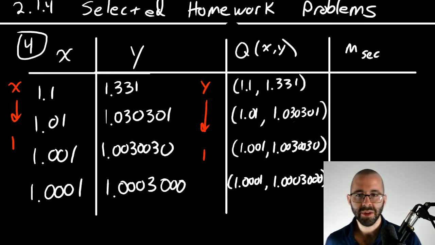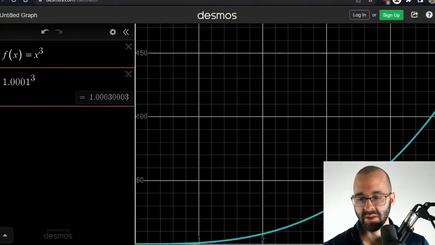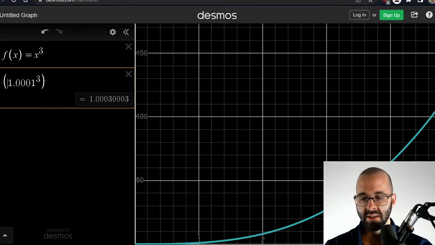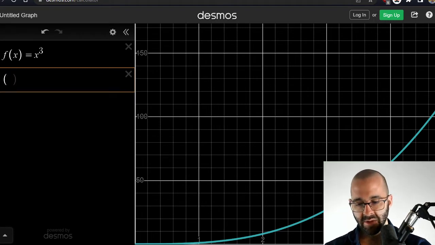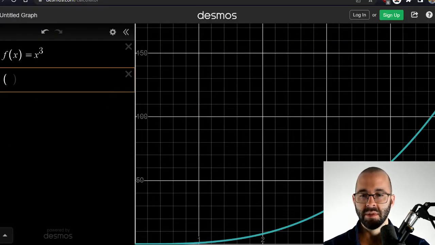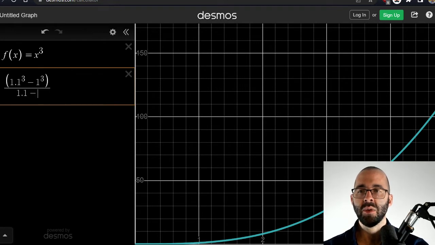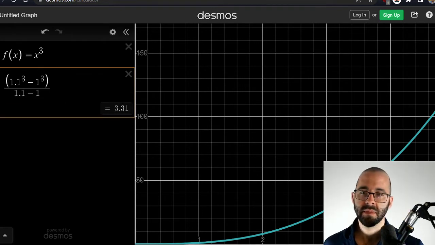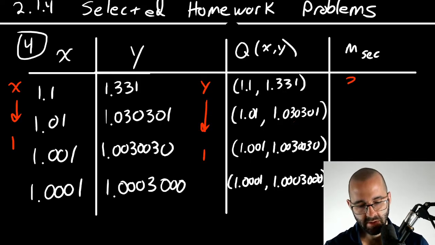All right, and then let's look at the slope of the secant. For that, again, we'll just use a calculator. The slope of the secant, remember, is the difference in y values divided by the difference in x values. So in the first one, it's going to be 1.1 cubed minus 1 cubed divided by 1.1 minus 1. Okay, that's 3.31, the slope of our secant line here.